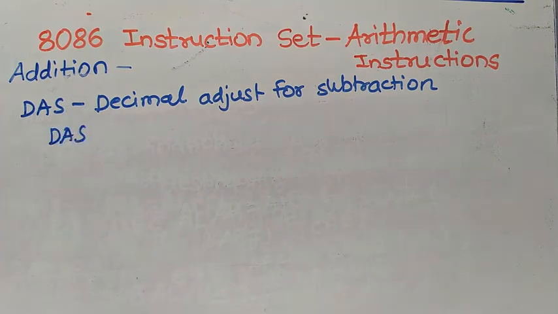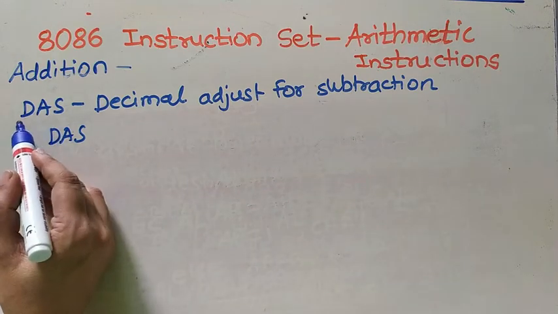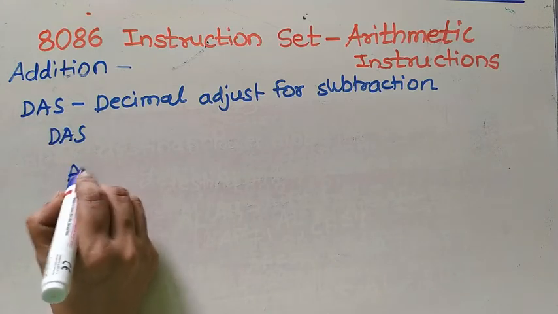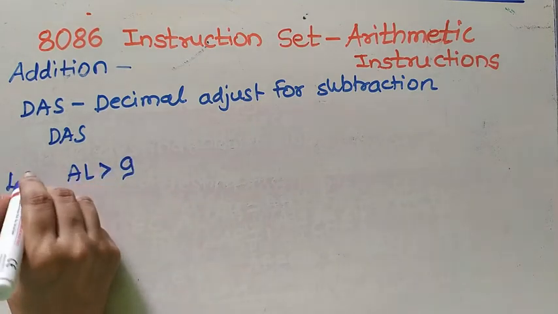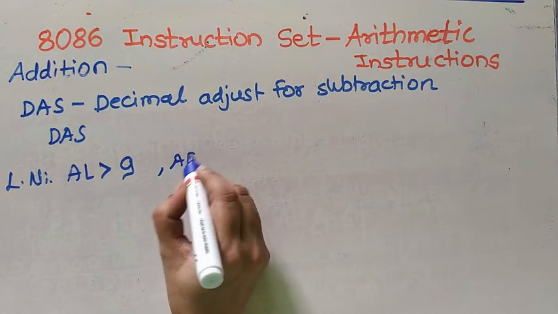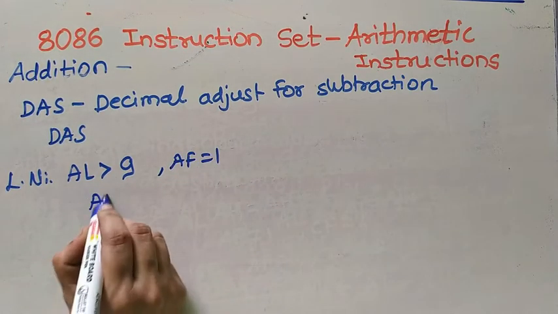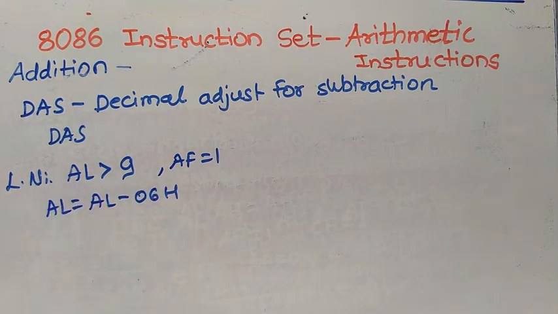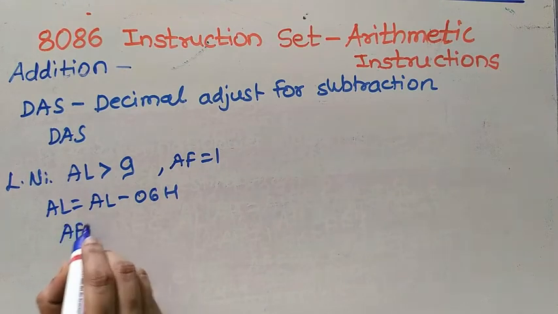Mnemonic is only DAS. Like our previous instruction for addition, this instruction is also going to work like DAA. Similar to DAA, the algorithm of DAS is this: if the lower nibble of AL is greater than 9, or the auxiliary flag is set to 1, then from AL 06H will be subtracted and the result is stored back into AL, and the auxiliary flag will be set.